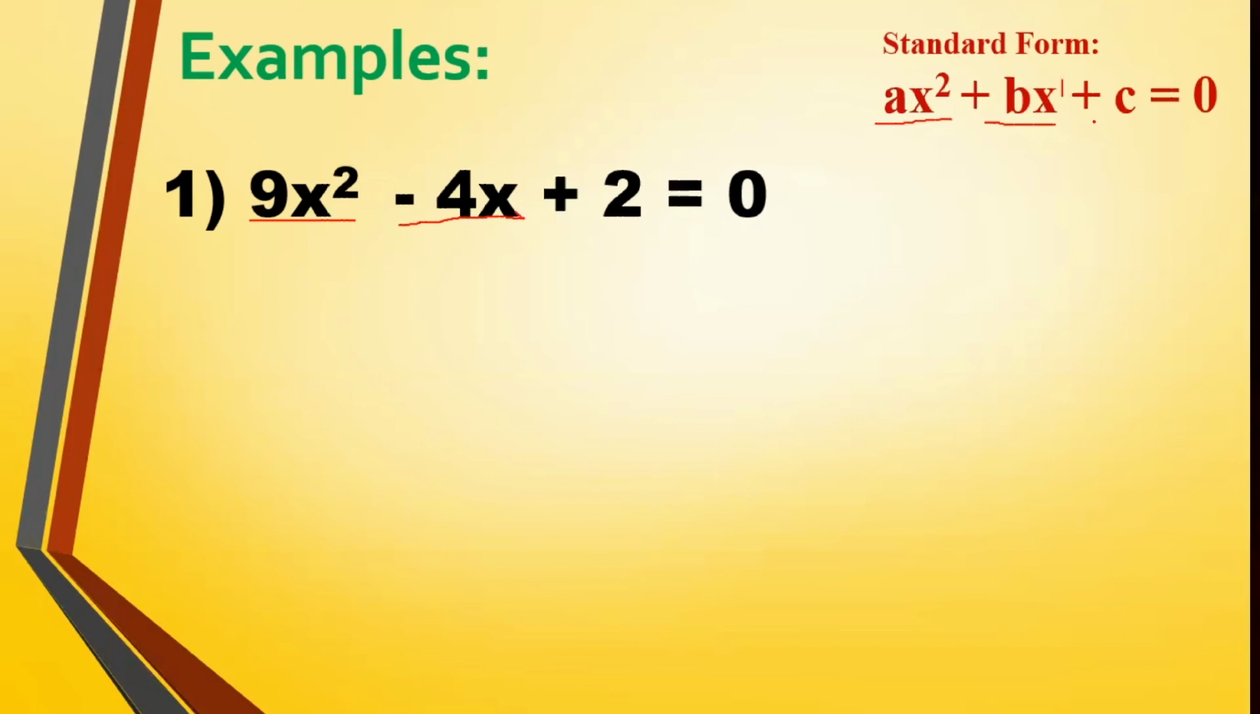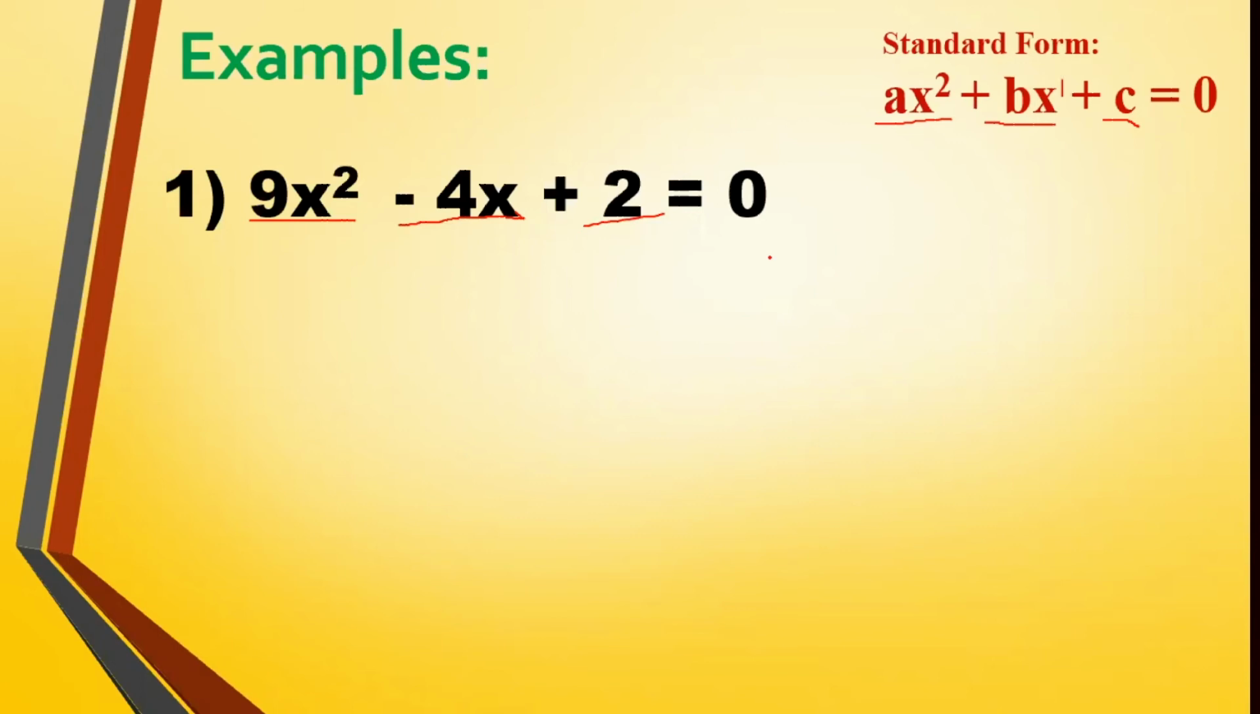And our third term here in the standard form is c, or it is called the whole number. And our last term here in example number 1 is 2. So therefore, it is in standard form already. And in standard form, it should always be equal to 0. Yes, it is in the standard form already.